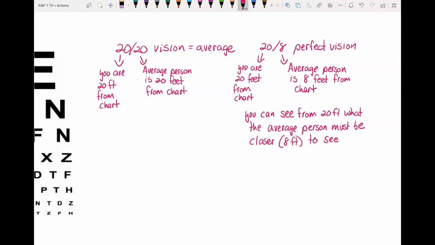So if we have a chart here, here's the chart. You can stand here at 20 feet away, whereas the average person would have to stand here at 8 feet away. And you would be able to read the same line. So you and the average person would be reading the same line, but you could read it from 20 feet away, whereas they would have to be 8 feet to see it.